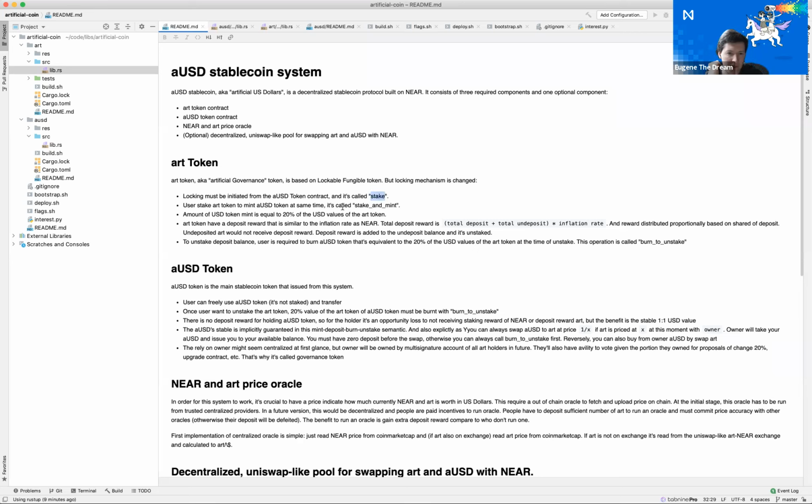So you can stake and mint in order to mint AUSD. You need to stake 5 times the amount you want to mint, and it also provides rewards based on inflation rate, and they're staked, so you get more governance token, but AUSD remains stable.